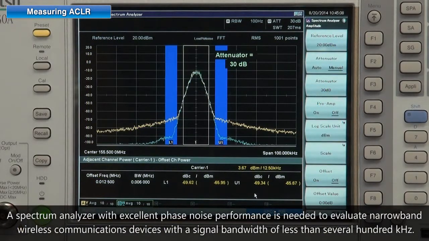A spectrum analyzer with excellent phase noise performance is needed to evaluate narrowband wireless communications devices with a signal bandwidth of less than several hundred kilohertz.